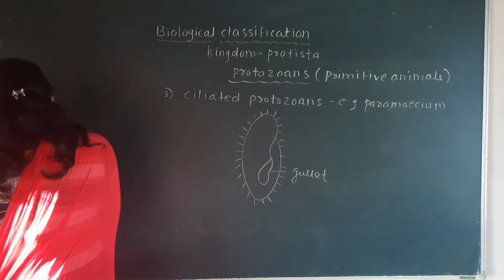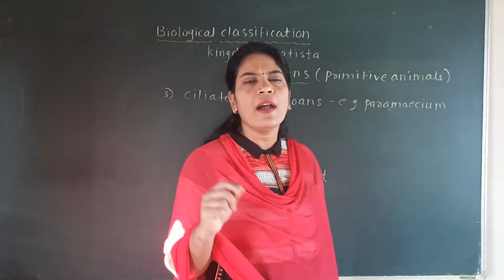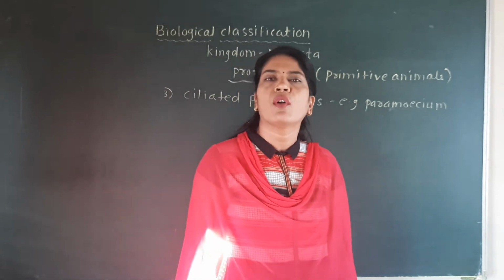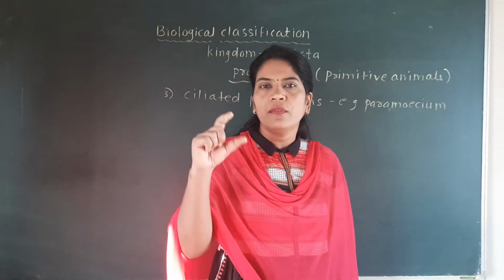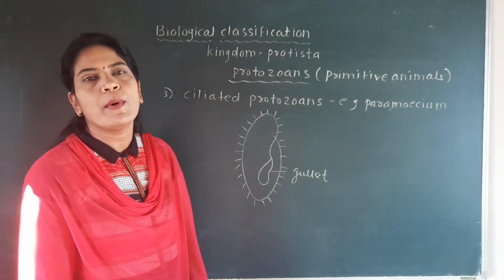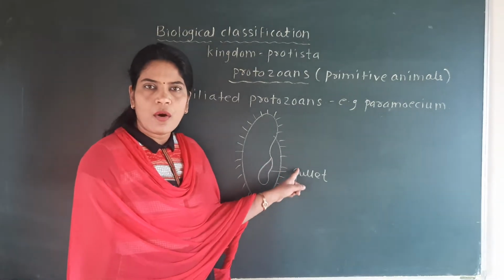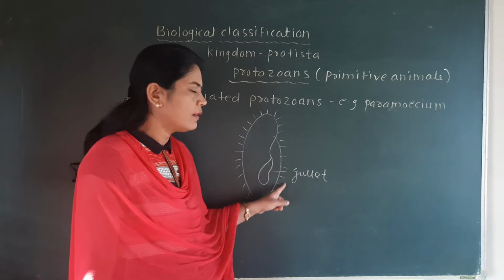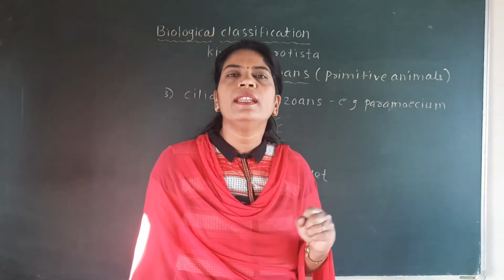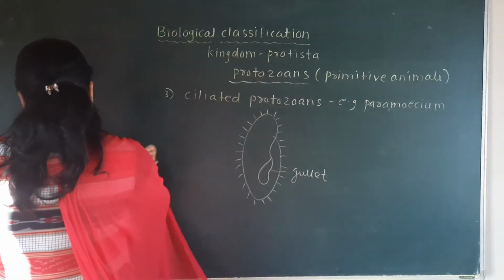These ciliated protozoans have cilia all over the body. They are mainly aquatic, found in water bodies, and they have one cavity inside their body, called the gullet, which opens outside on the body surface. This gullet has an opening on the outer surface of this paramecium. The second important thing is, with the help of this cilia, what happens?